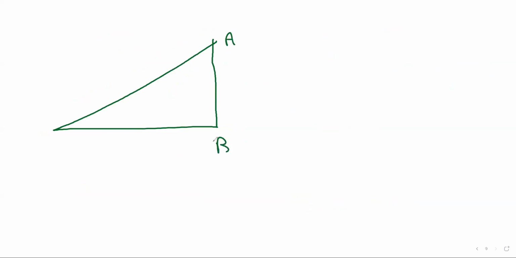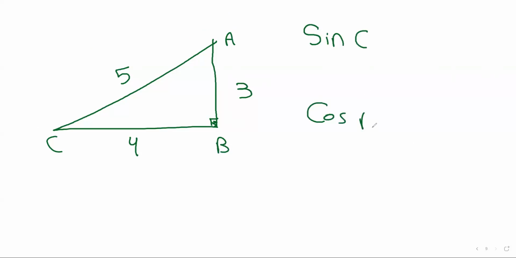Okay? Let's take another example. Here we have a triangle ABC, and the sides are 3, 4, and 5. I want to get, in this case, sine C and cosine A. Can you find the sine C and cosine A? Sine A equals opposite over hypotenuse, which equals 4/5.